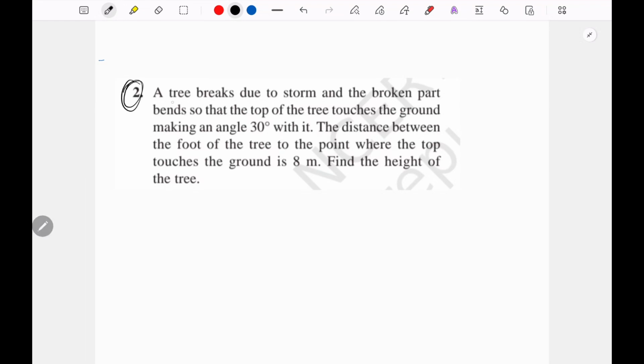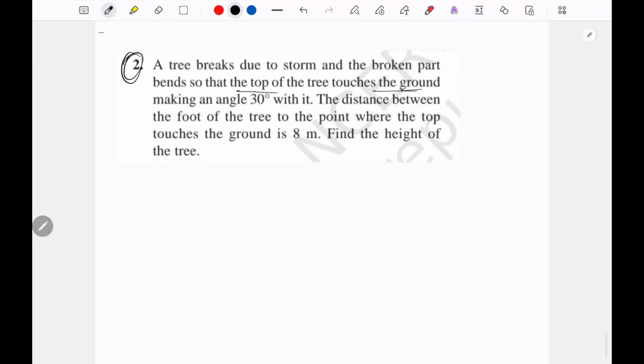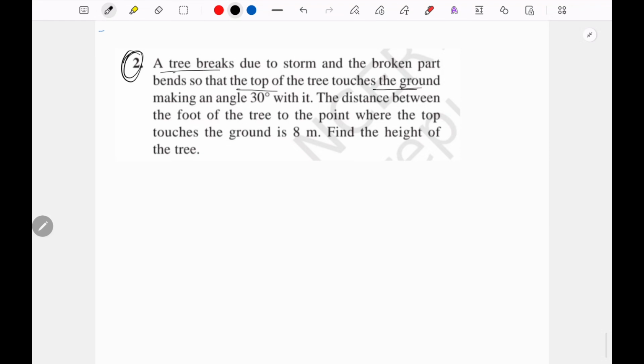So in question number 2, see, a tree breaks due to storm and the broken part bends so that the top of the tree touches the ground. So let's draw by reading the question. See, a tree breaks. So this is a tree. So it says that it breaks due to storm and the broken part bends so that the top of the tree touches the ground. So let's assume this tree breaks here by the storm.